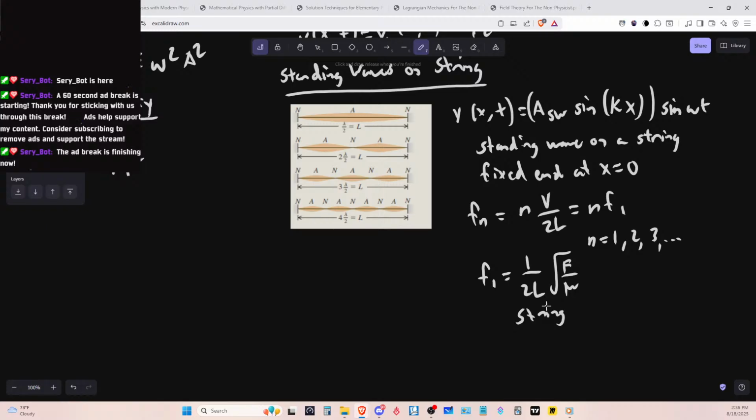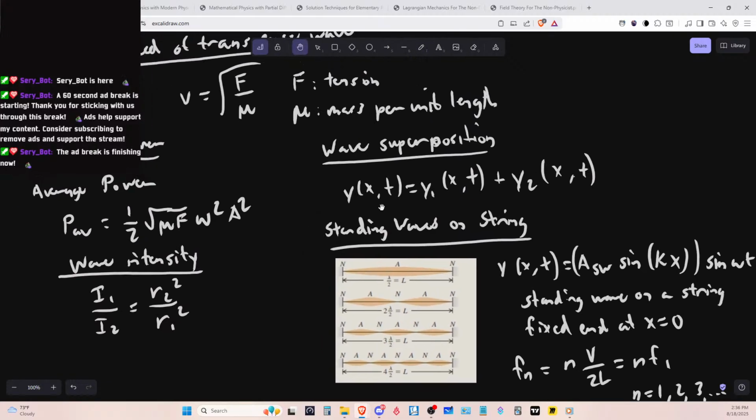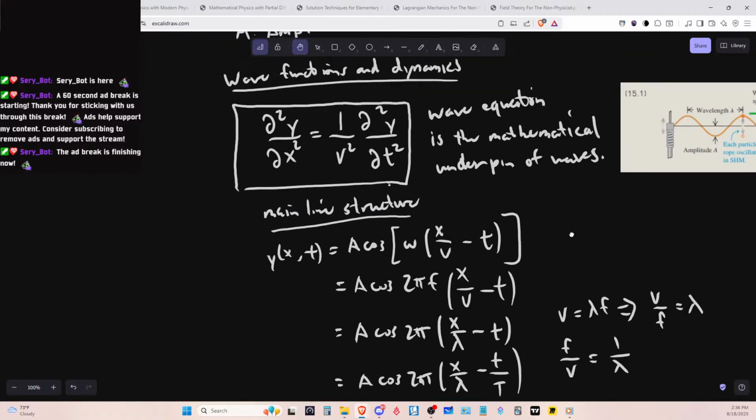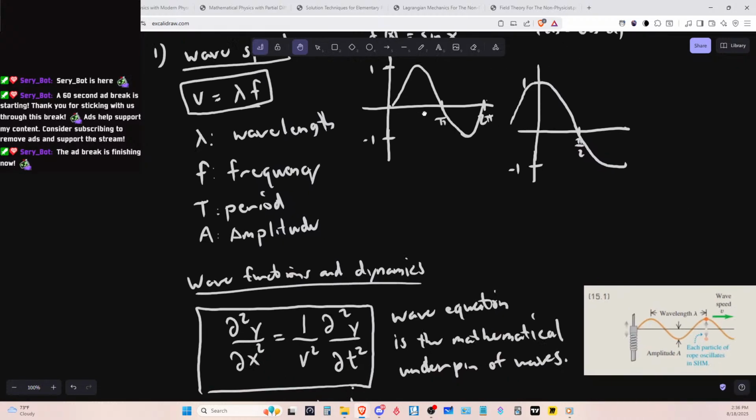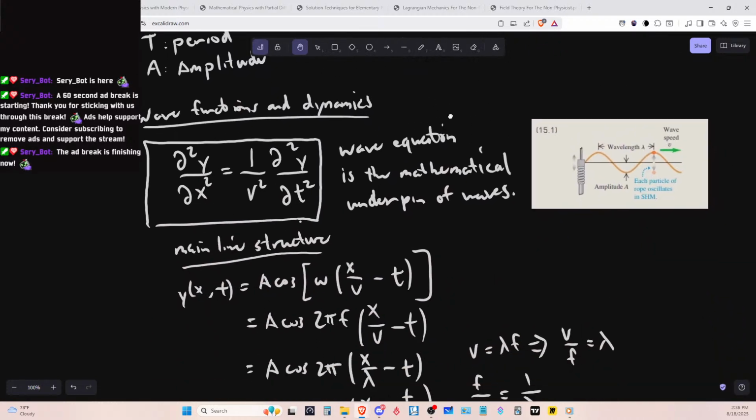String fixed at both ends. Okay, so we went through the summary, and as you can see, it took us like half an hour to basically go over the summary and try to question the summary a bit.